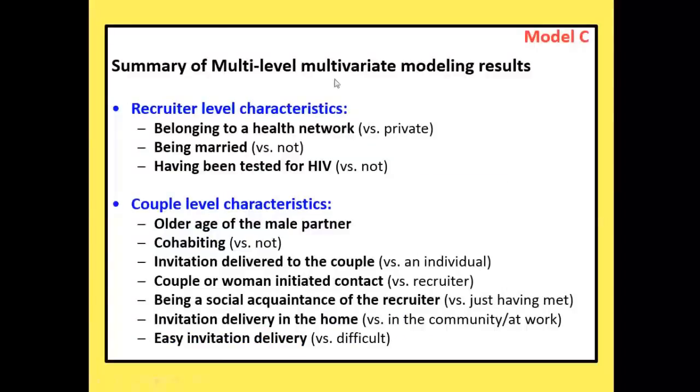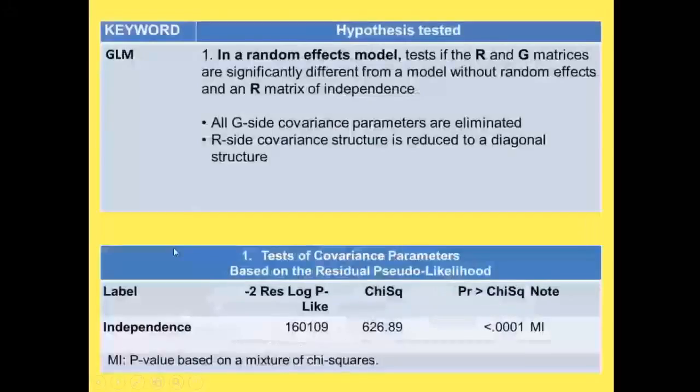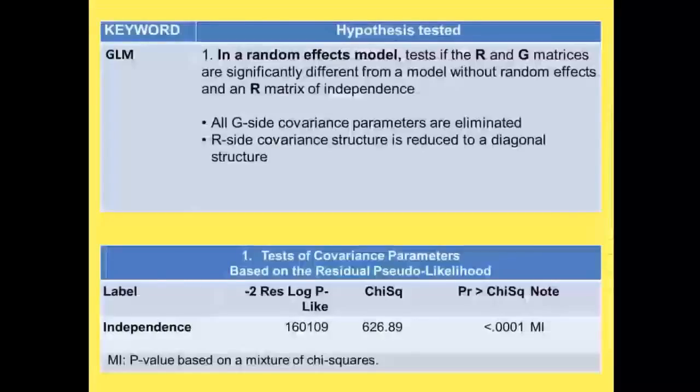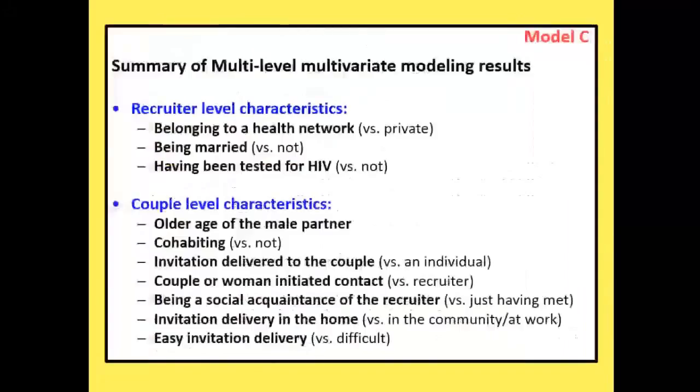And so a summary of our results: they found that after all was said and done, using Model C, a certain number of recruiter level characteristics seemed to be important, and a certain number of couple level characteristics. What I showed you in this slide over here was just an example to illustrate some of the results, but these were her conclusions from the whole thing, after she considered all the possible models that she had to do.